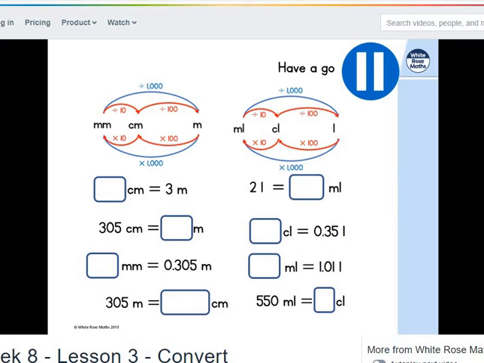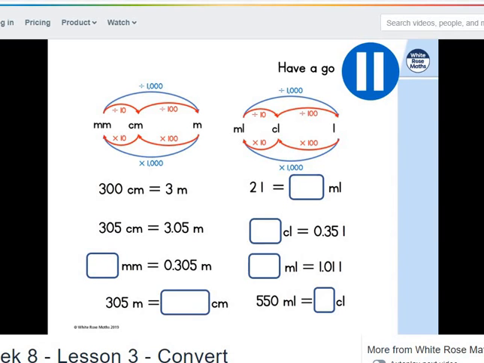Let's have a look at the first one. Currently, it's 3 metres, and we want to know what that would be equivalent to in centimetres. So from metres to centimetres, we need to multiply by 100, so it would be 300 centimetres. The next one is the opposite way around. It's 305 centimetres, but we want it in metres. So we need to divide by 100, which would be 3.05 metres.